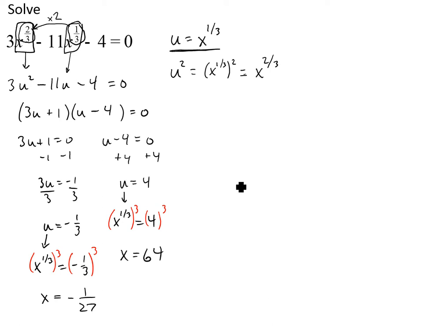So we end up with two solutions for x. x equals negative 1/27 or 64. And each of those would work in the original equation if you plugged it back in to check.